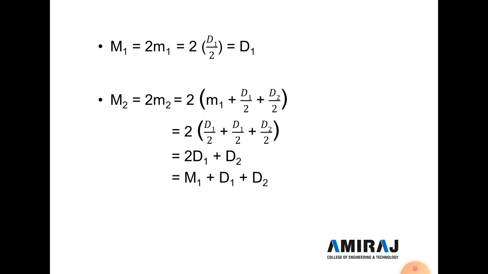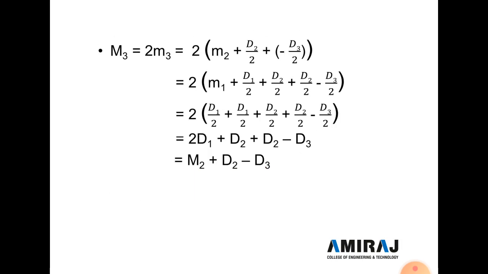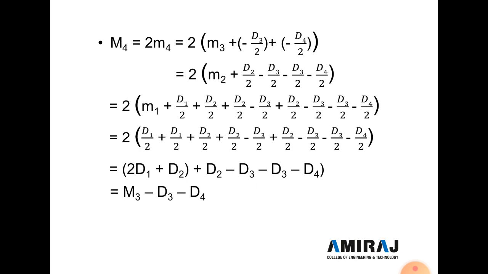Now multiply the entire equation with 2. So we got the answer 2D1 plus D2. So M2 is equal to M1 plus D1 plus D2, because here D1 plus D1 is 2D1. So M2 is M1 plus D1 plus D2. Similarly M3 and M4. Clear?